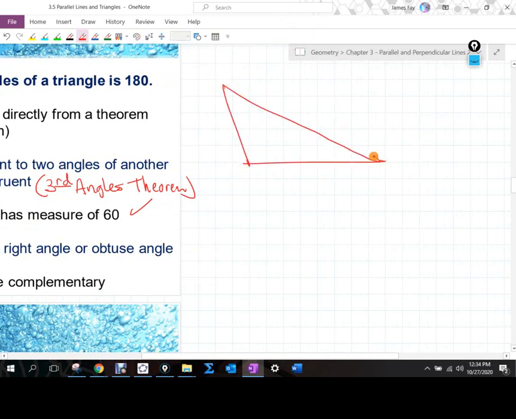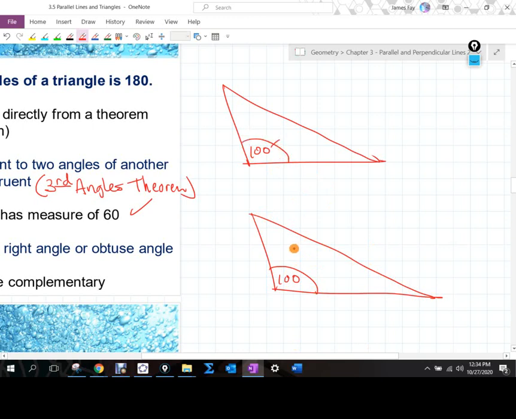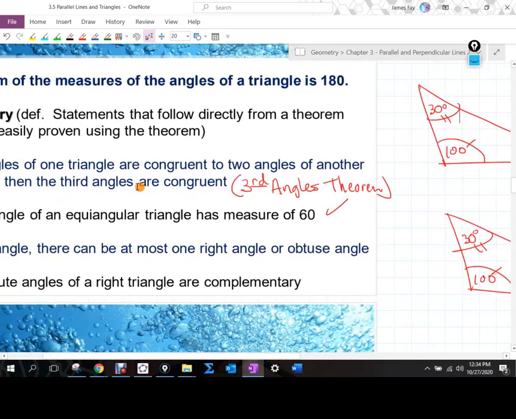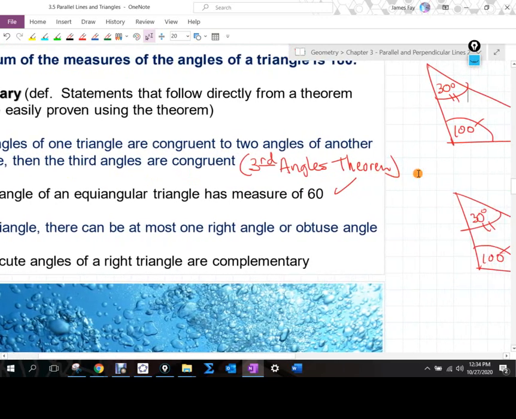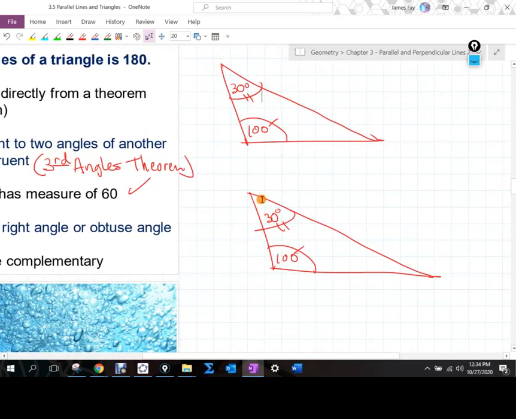Let's say I have 2 triangles. And I tell you that this angle is 100 and this angle is 100. Would that be 2 angles in those 2 triangles that are congruent? Okay, let me tell you that this angle here is 30 and this angle here is 30. Would that mean that you have another set of 2 angles in a triangle congruent? So let's say that's the if hypothesis: if 2 angles of one triangle are congruent to 2 angles of another triangle. We've got that going on right here.